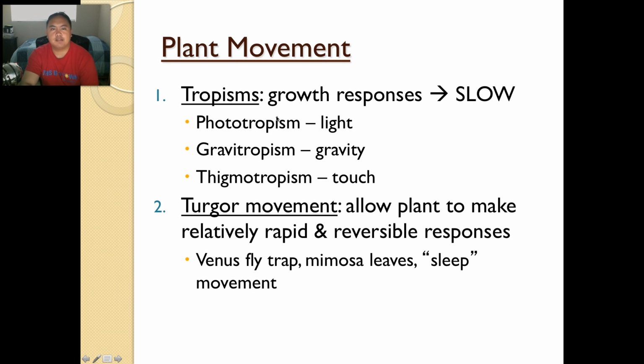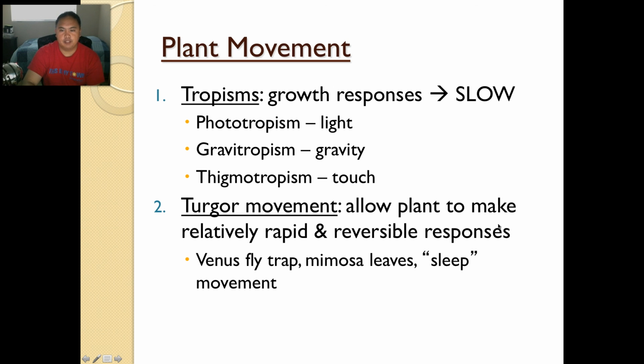How do plants move? So there are different types of movements. You may think, hey, plants don't even move at all. Well, they do. So tropisms, they basically grow based on a response, and it's super slow. It's not like us. Phototropism, photo, the prefix for light, meaning depending on the light available, it will grow. Gravitropism depends on gravity, and thigmotropism depends on touch.